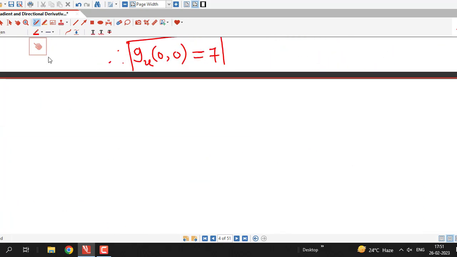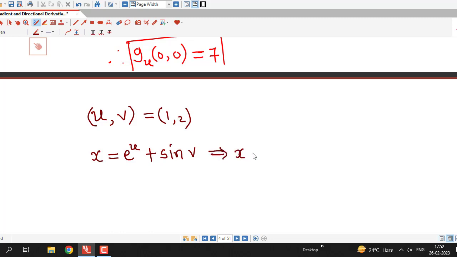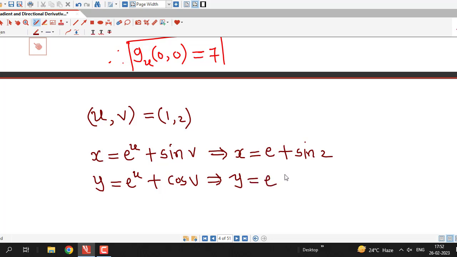So here first we find out the corresponding values of x and y. We have uv equal to (1,2), so here I have to take u equal to 1 and v equal to 2, and this is our x. So if we take u equal to 1 and v equal to 2, we have e plus sine 2, and similarly y is e raised to u plus cos v. Therefore if we take u equal to 1 and v equal to 2, we have x equal to e plus sine 2, y equal to e plus cos 2.